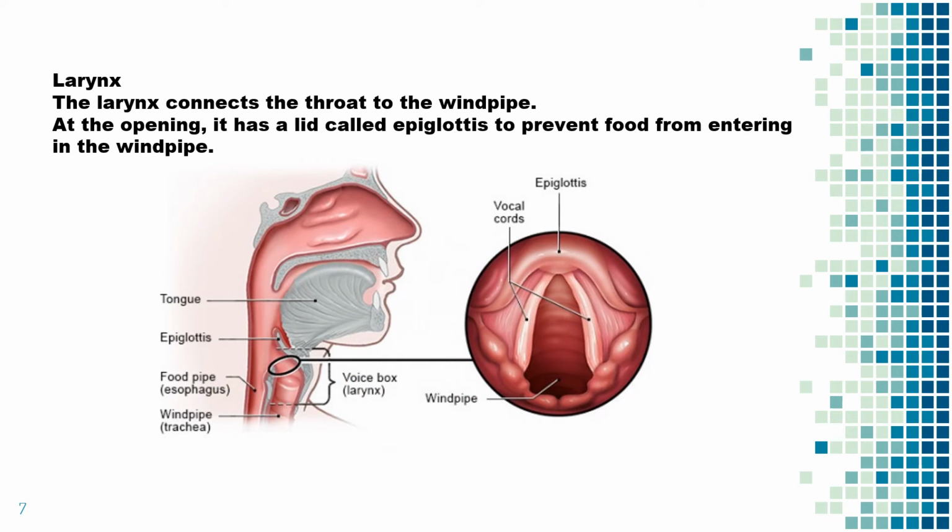The next part of the respiratory system is the larynx. The larynx is also called the voice box. The larynx connects the throat to the windpipe. So this part is called the larynx. It connects the throat to the windpipe. At the opening, it has a lid-like structure called the epiglottis to prevent the food from entering into the windpipe. In men, the larynx is visible from outside and is called the Adam's apple. The larynx plays another important role of production of sound.